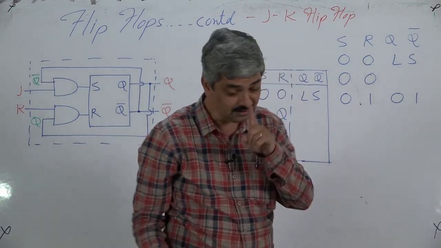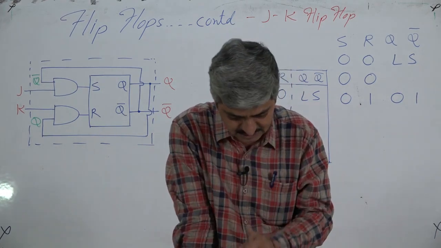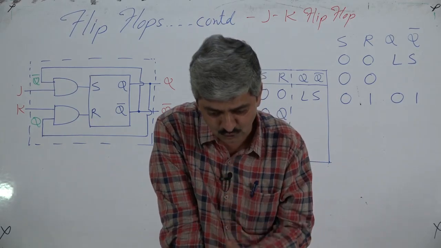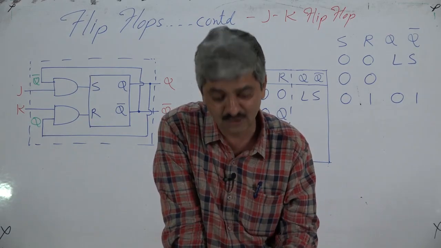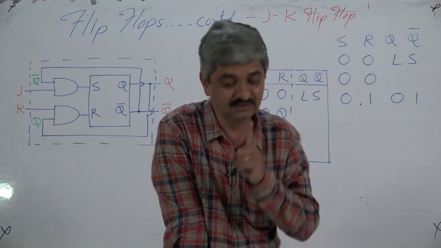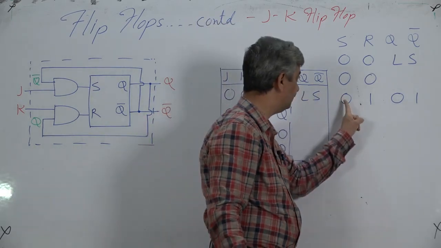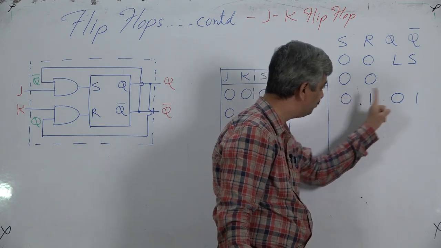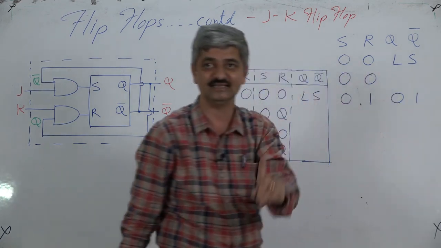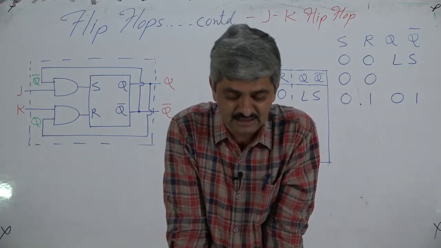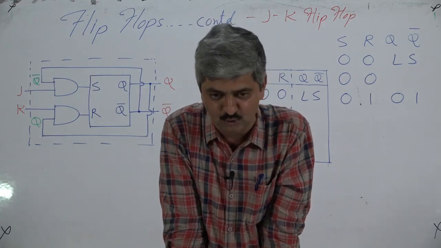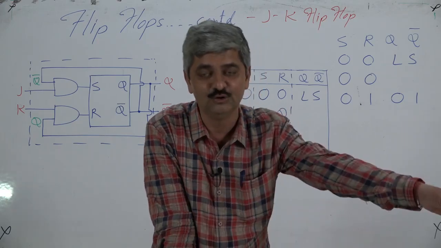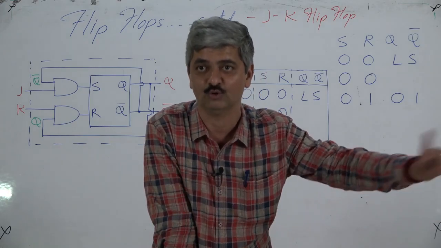So if J is 0 and K is 1, at that time if Q was 1 and Q bar was 0, then the inputs S and R become 0, 1, that make outputs 0, 1 in any case. So J equal to 0, K equal to 1, Q equal to 1, Q bar equal to 0, results in Q equal to 0 and Q bar equal to 1.